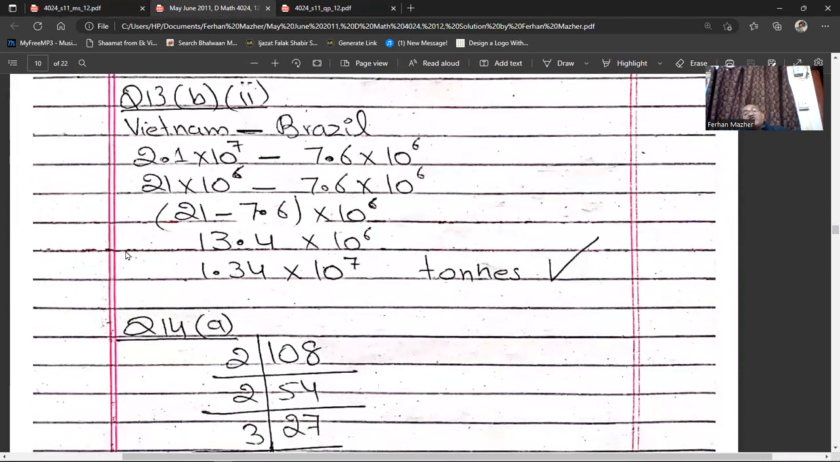Vietnam minus Brazil, so 2.1 x power 7 minus 7.6 x power 6. From here, I will give 10 to this 2.1, so it will become 21 into 10 raised to power 6 minus 7.6 into 10 power 6. So I will take 10 raised to power 6 common. The remaining will be 21 minus 7.6, so that will be 13.4 x power 6. I will make it in the standard form, so it will become 1.34 x power 7.